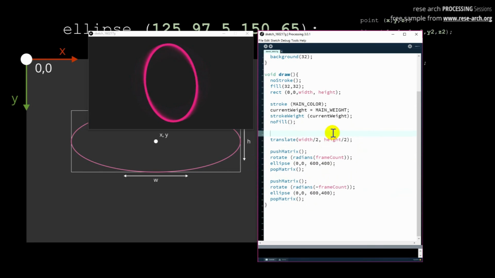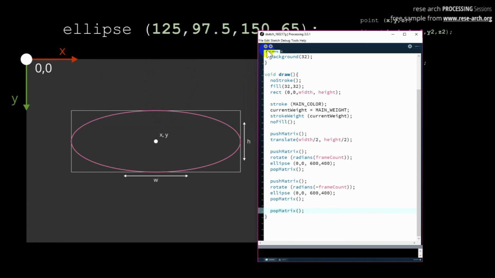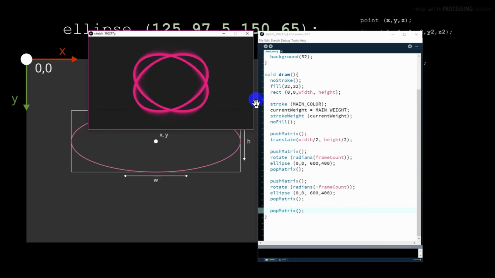Just to make sure everything works well, I will pushMatrix here as well. I'm saving whatever matrix we have and I'm popping it here. It's always a good idea to pushMatrix and popMatrix whenever you are playing with a matrix, with a coordinate system. So now we should have two ellipses that are rotating against each other.